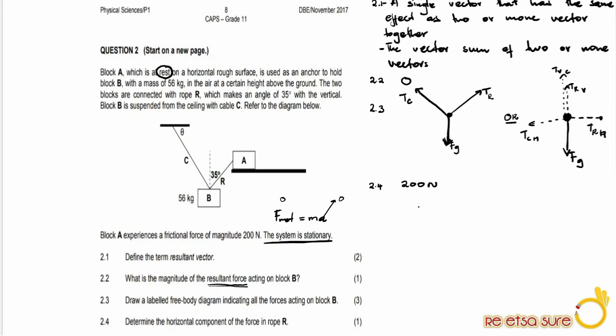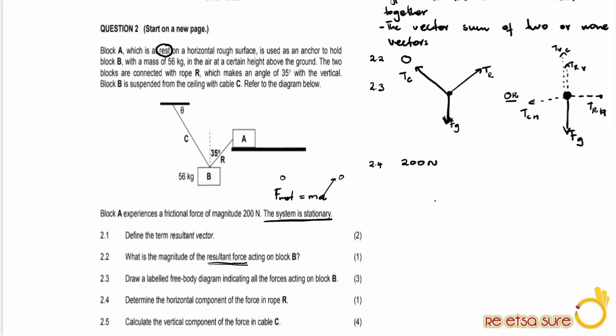And since A is at rest, it simply tells us that the static frictional force is balanced by the horizontal component of R, which is also 200 Newtons.